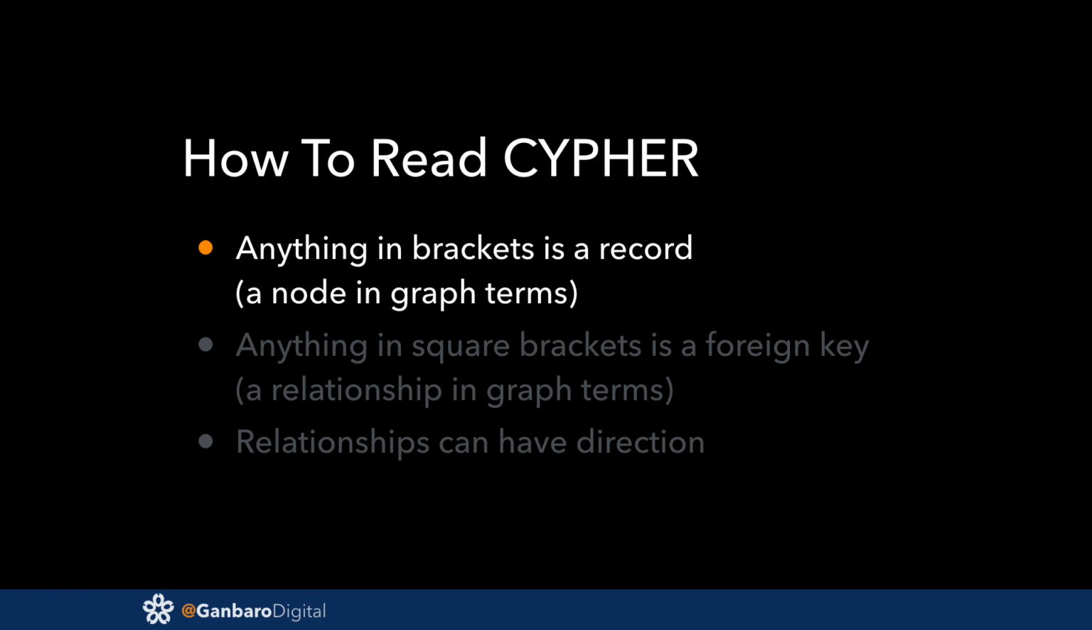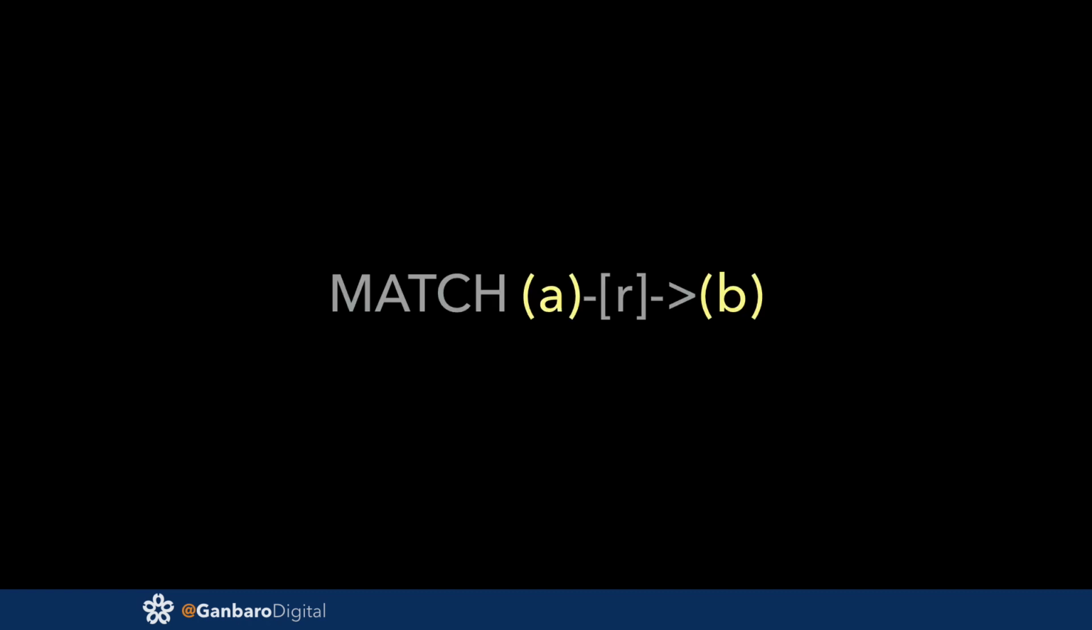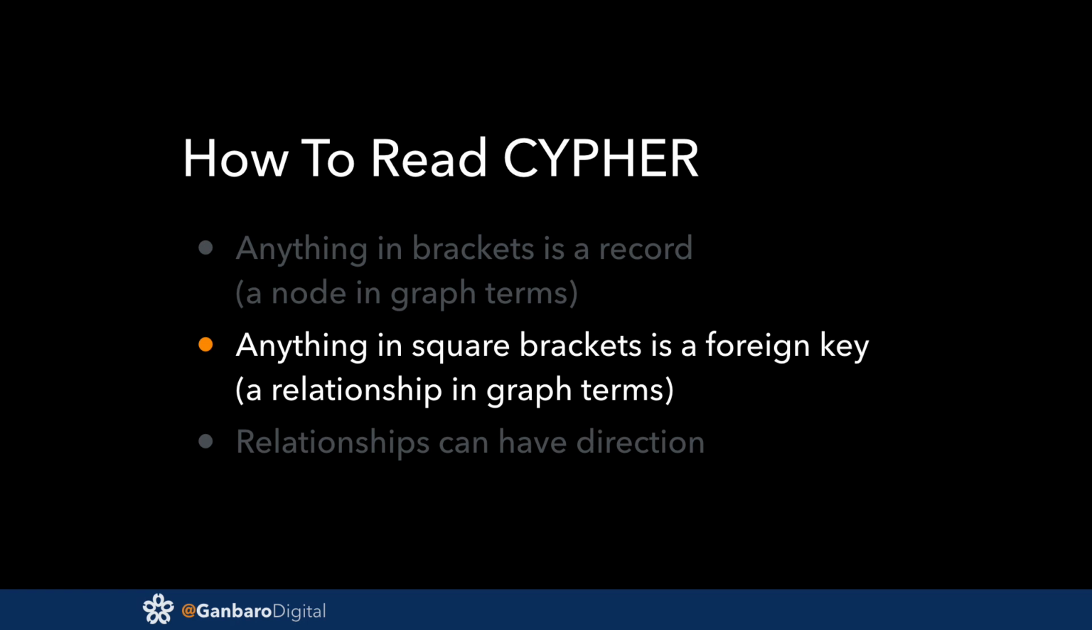So what's in the brackets? They're records. They're nodes in graph terms, but they're records. The square brackets are how you say how they're connected, their relationship. Think of those as like foreign keys in a normal database. Okay? And Neo4j calls them relationships.